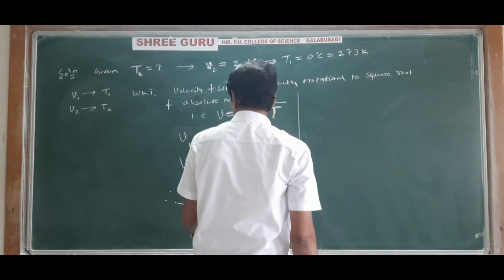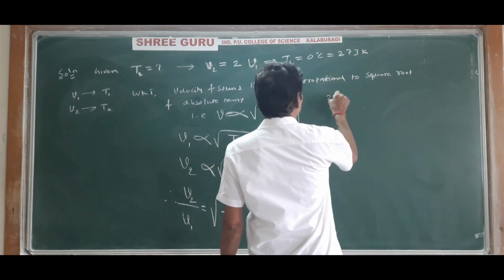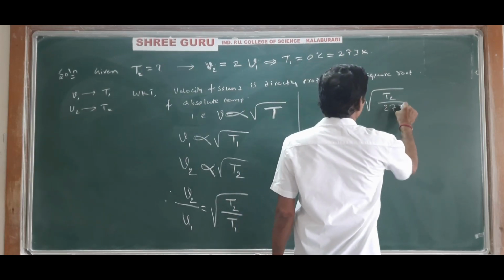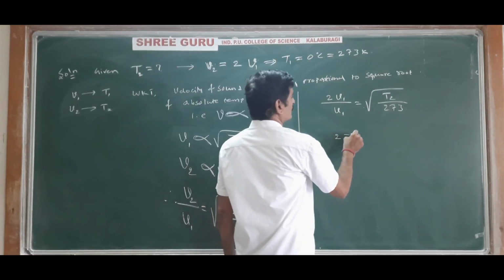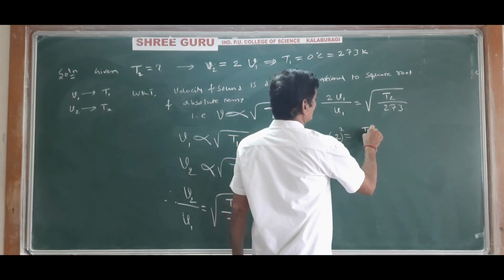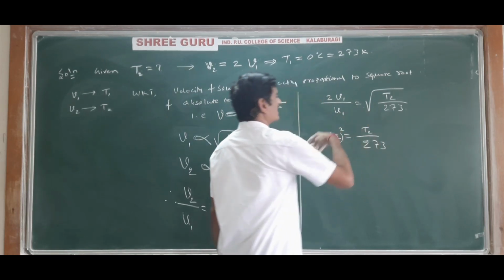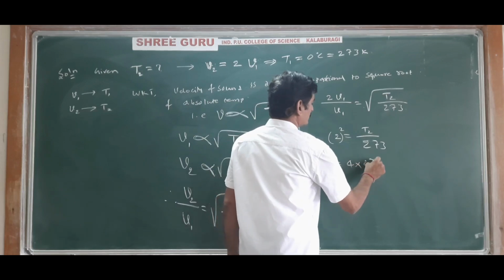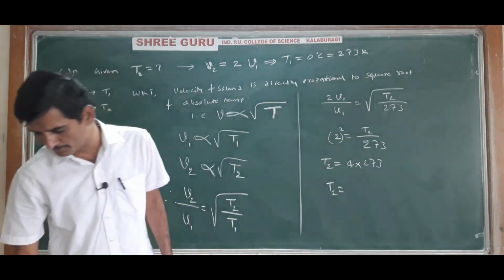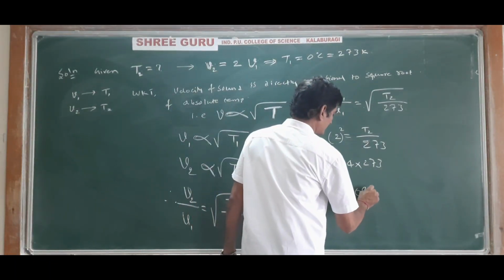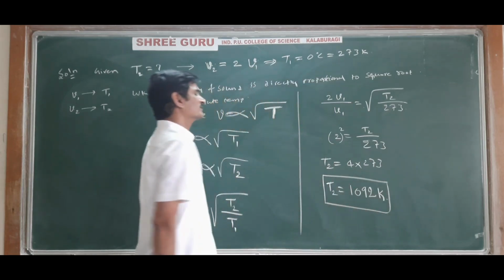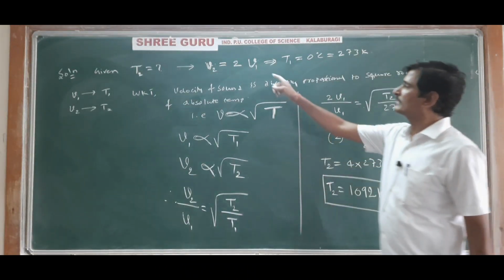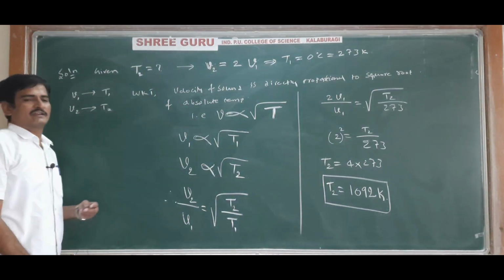They are given V2 is equal to 2V1. So 2V1 divided by V1 is equal to under root T2 divided by T1. T1 is known, it is 273. V1 cancels, so 2 is equal to under root T2 divided by 273. Squaring on both sides, 2 square is 4, so T2 is equal to 4 into 273, which comes to 1092 Kelvin. At a temperature of 1092 Kelvin, the velocity of sound will be twice the velocity of sound at 0 degrees Celsius, that is at 273 Kelvin.